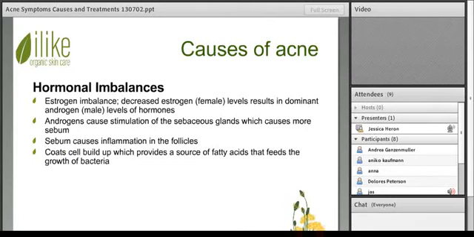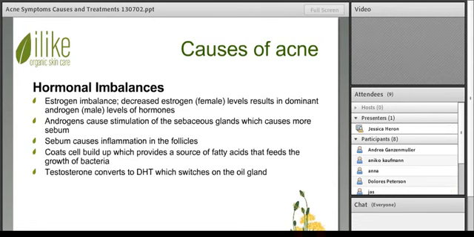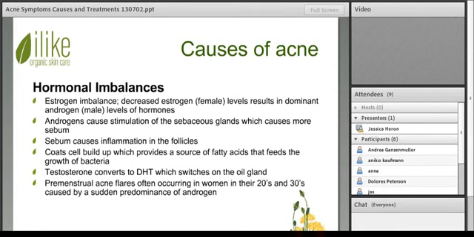So, androgens cause stimulation of sebaceous glands, which causes more oil. Sebum causes inflammation in the follicles. And we were just talking about how it coats the cell buildup, which provides those fatty acids that feed the growth of the bacteria. Testosterone converts to DHT, which switches on the oil gland. Premenstrual acne flares often occur in women in their 20s and 30s, caused by a sudden predominance of androgen. DHT is another form of the male hormone, and it switches on the oil gland.